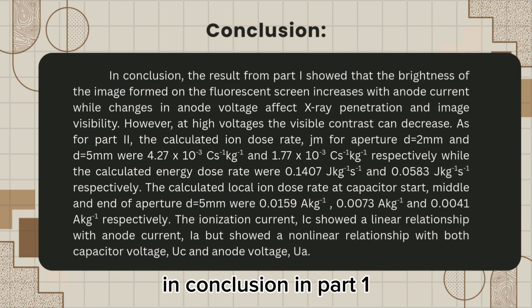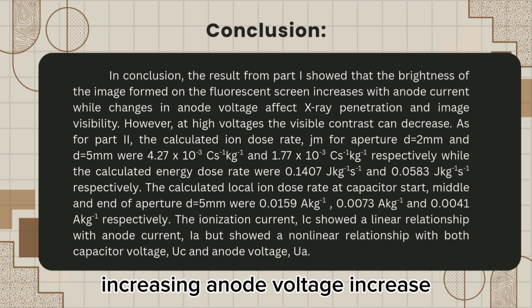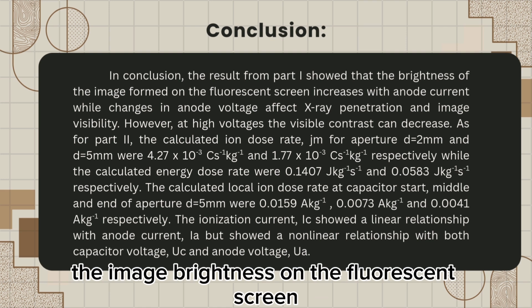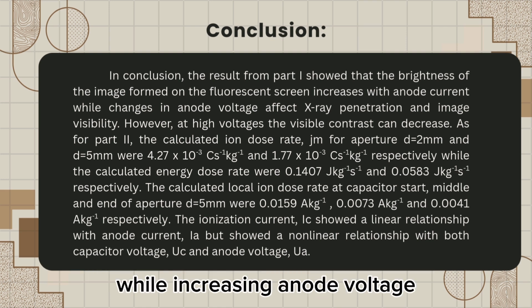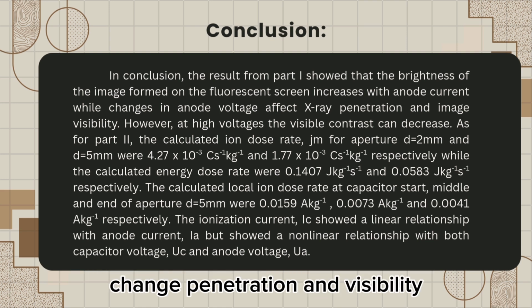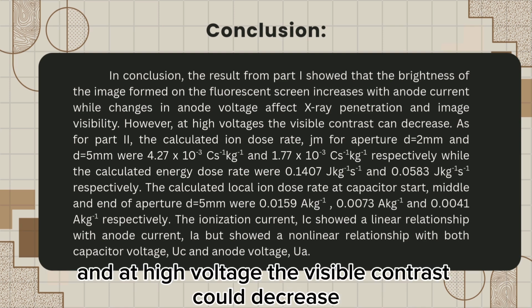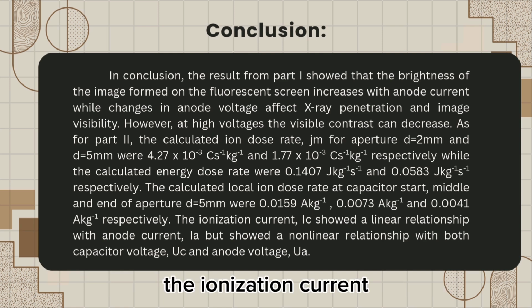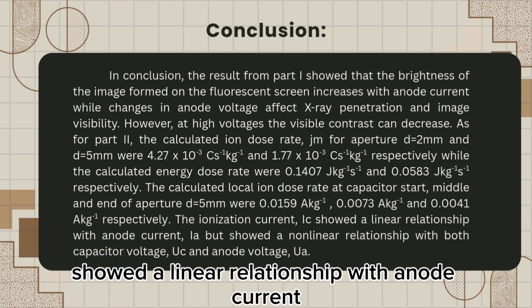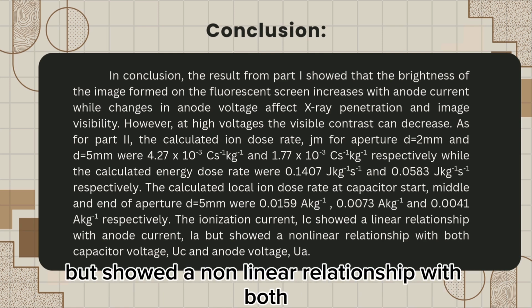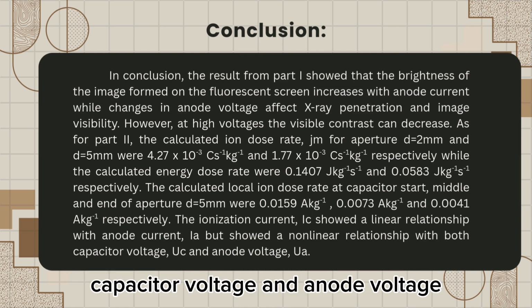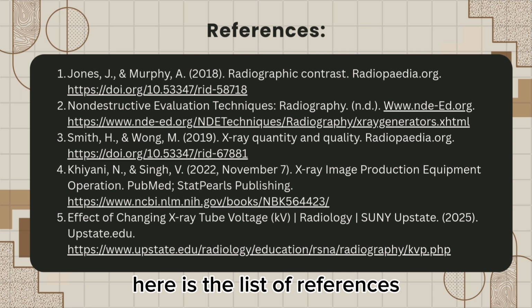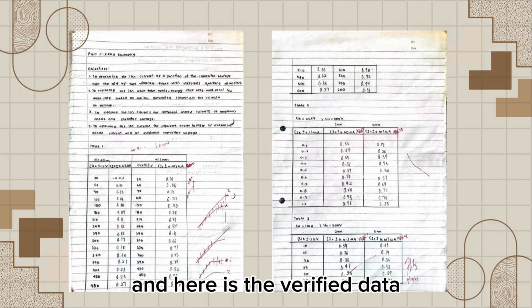In conclusion, in part 1, increasing anode current increased the image brightness on the fluorescent screen, while increasing anode voltage changed penetration and visibility, and at high voltage the visible contrast could decrease. The calculated values were shown here. The ionization current showed a linear relationship with anode current, but showed a non-linear relationship with both capacitor voltage and anode voltage. Here is the list of references, and here is the verified data.